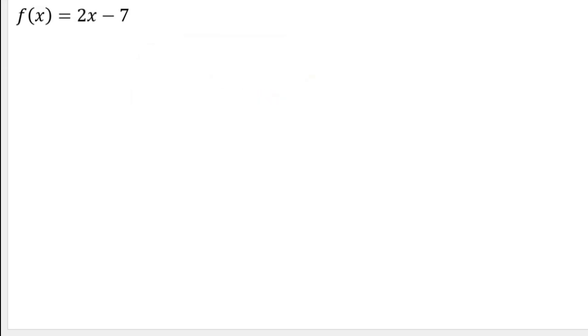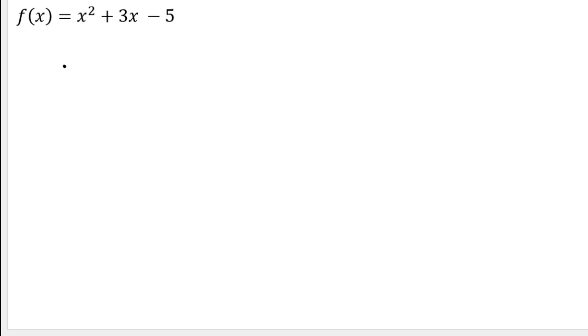Today we're going to talk about how to find the domain of a function. So if we have f of x equals 2x minus 7, this is basically a linear function. The domain here is going to be all real numbers. That's negative infinity to infinity.